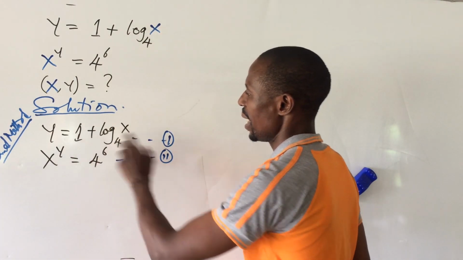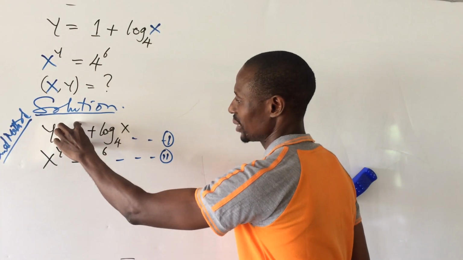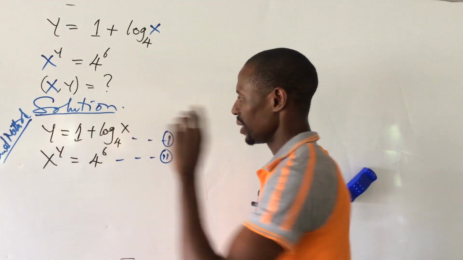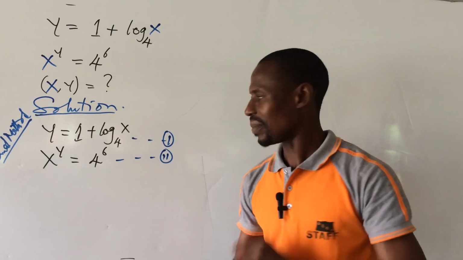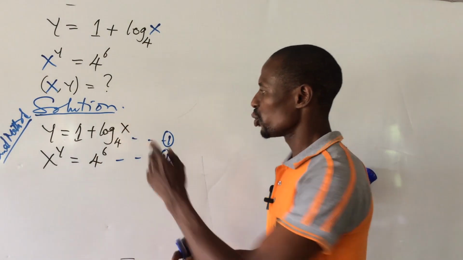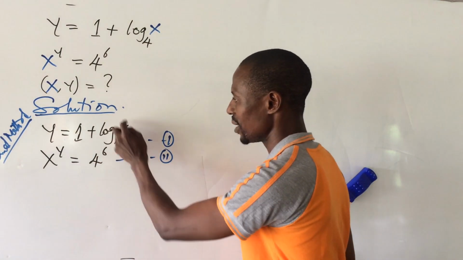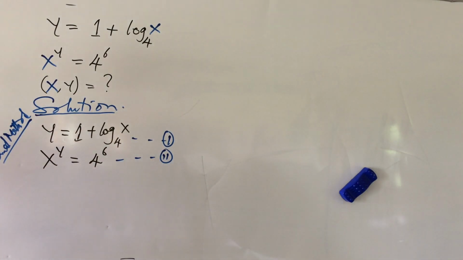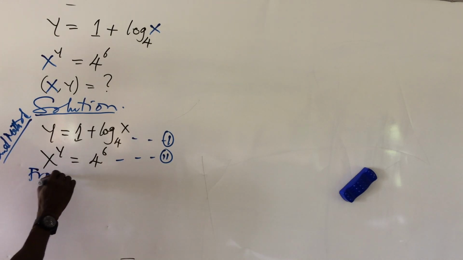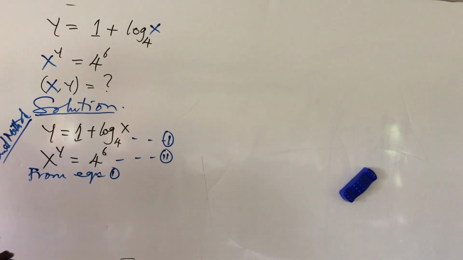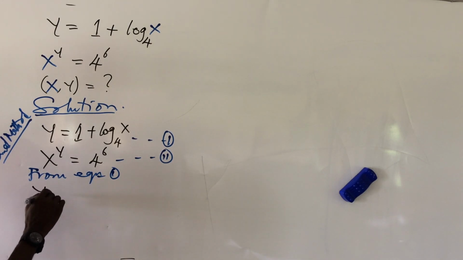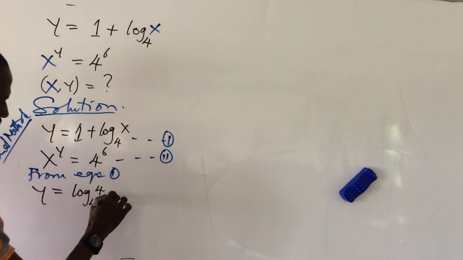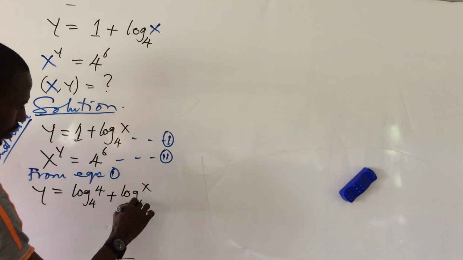Now look at what I want to do in here. From equation 1, I will convert this one to a log form. If I change this to log form, the question is, to what base am I to change this one? I will change it to base 4. Why? Because we are having log to base 4 here. Hence, log to base 4 should be applied here. So from equation 1, you can write this as y equal to log 4 base 4 plus log x base 4.